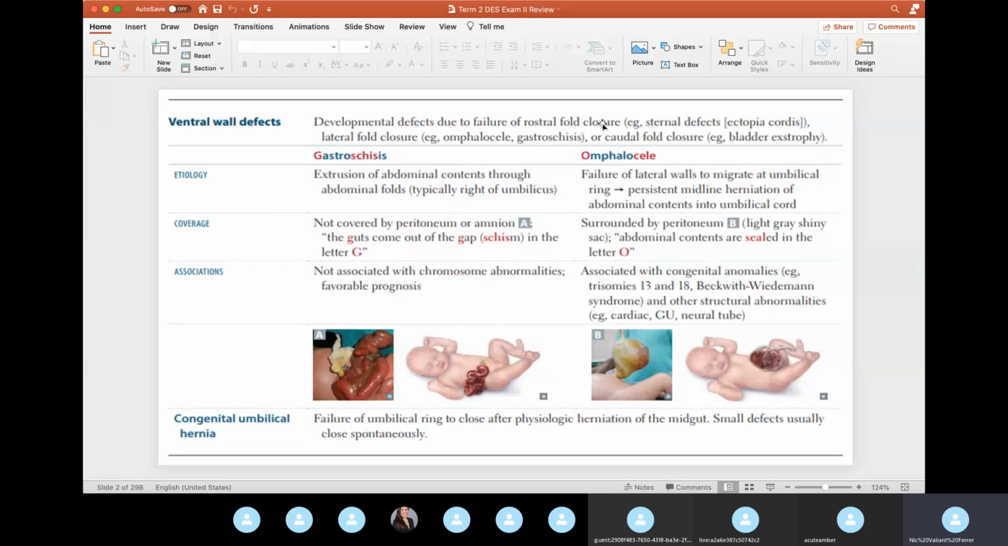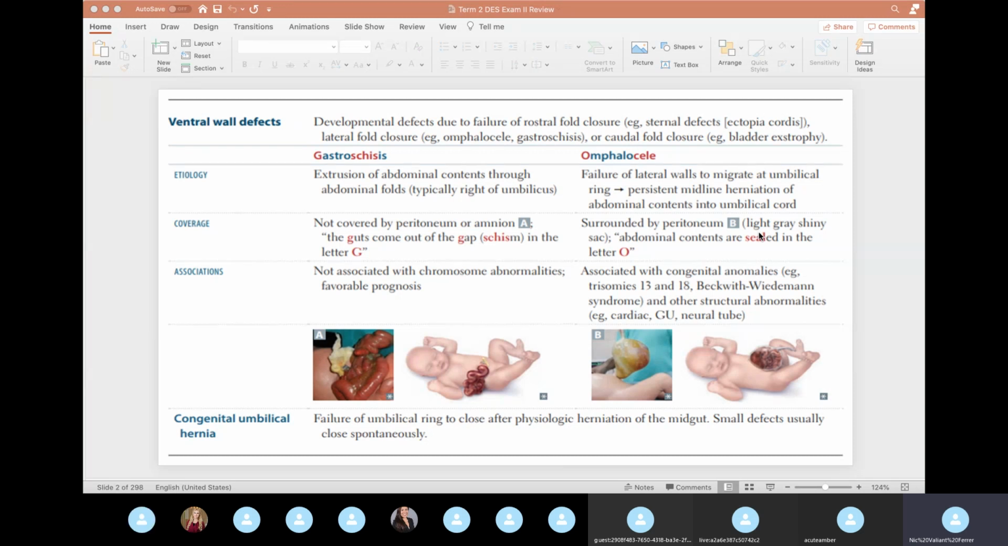So ventral wall defects. These are defects due to what? Failure of rostral fold closure or caudal fold closure or lateral fold closure. Rostral fold closure means you have some defect in the sternum. Lateral fold, examples, omphalocele and gastroschisis. Or you have a caudal fold closure, for example bladder exstrophy. So there are two high yield here. One, gastroschisis, and two, omphalocele.